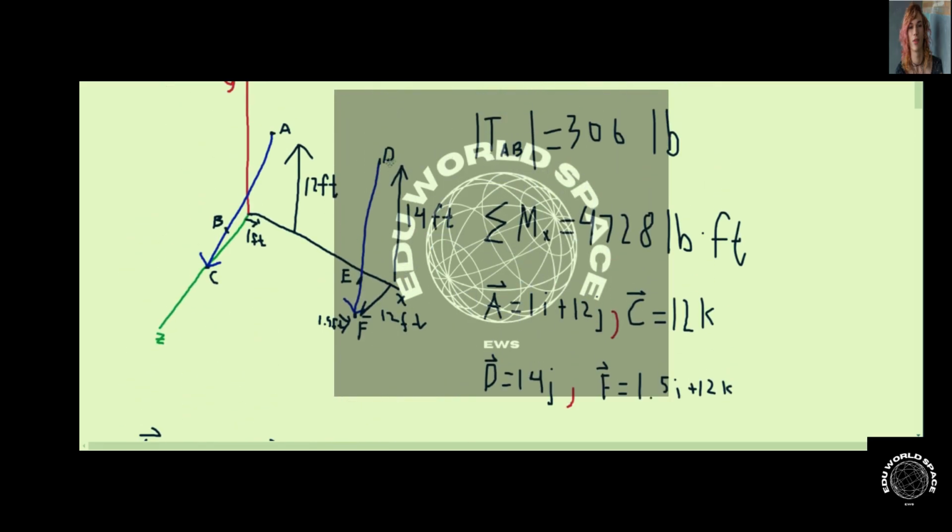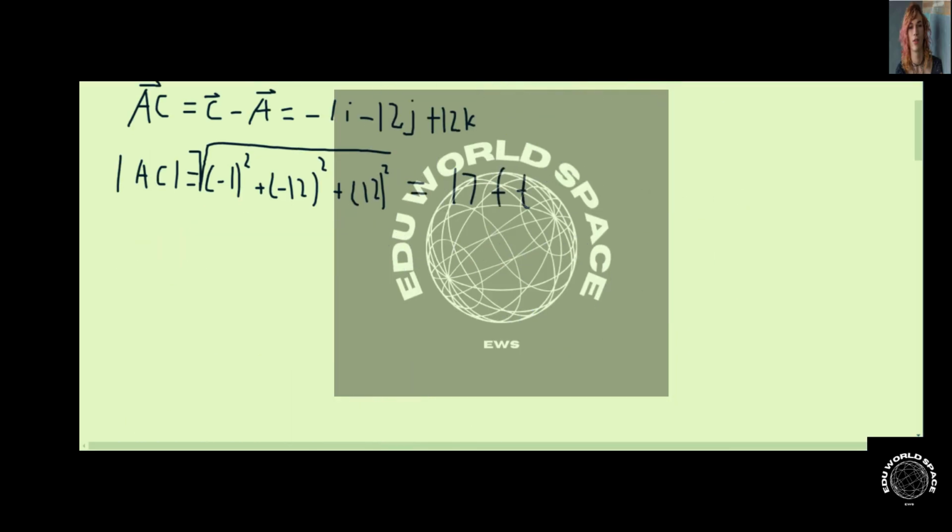Next, I'm going to find the DF vector. So the DF vector will be equal to the F vector minus the D vector. And this will give us 1.5i minus 14j plus 12k.